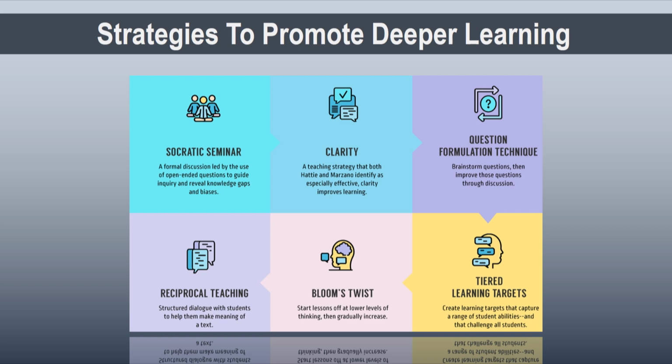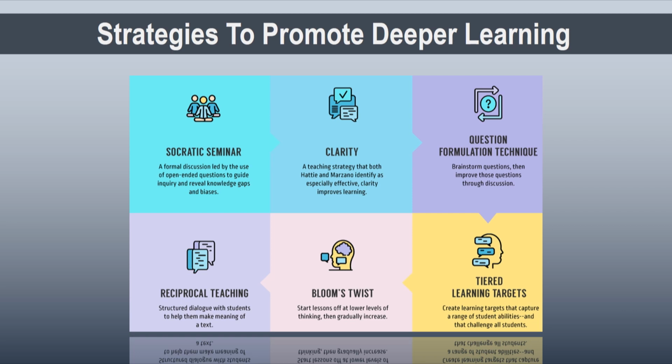Similarly, there is one called clarity. Clarity is a teaching strategy that both Hattie and Marzano identify as especially effective. Clarity improves learning. One more tool is the question formulation technique, where we brainstorm questions and improve those questions through some discussions. Then there is reciprocal teaching, which is structured dialogue with the students to help them make meaning of a text.